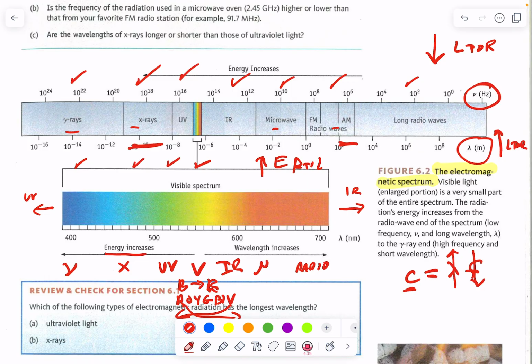And so you'll notice then that the energy is proportional to frequency. And that's this equation right here. Energy is proportional to frequency, or we could say energy is proportional to nu, and our proportionality constant is something called Planck's constant, which we'll talk about in a minute. So the greater the frequency, the greater the energy. The greater the wavelength, the less the energy.